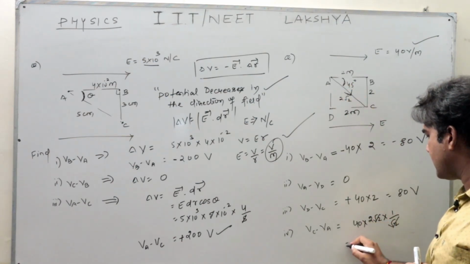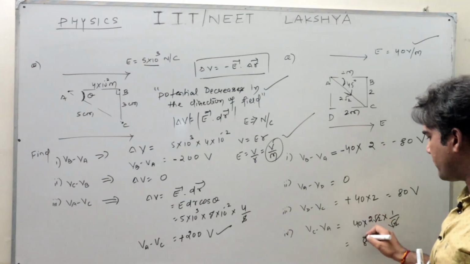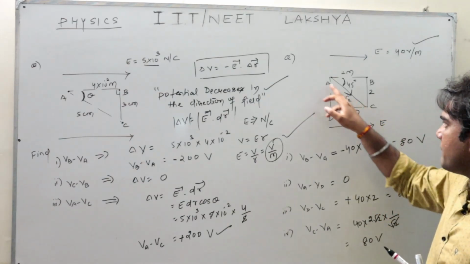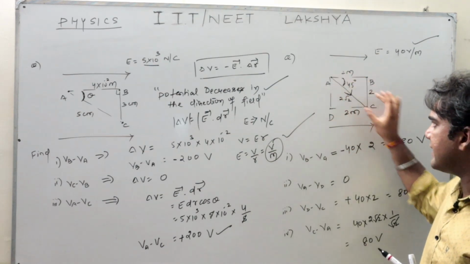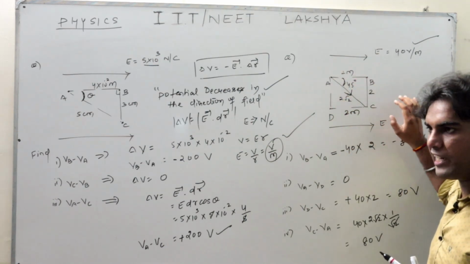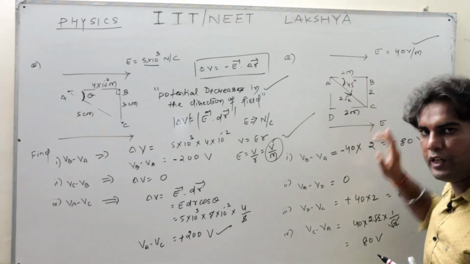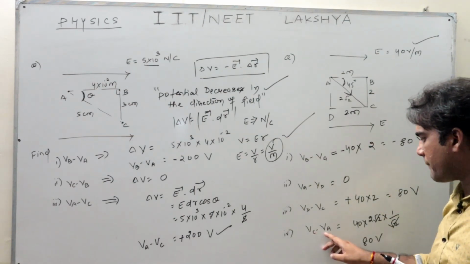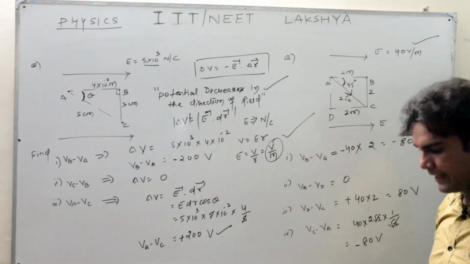Root 2 cancels. Answer is how much? 80 volts. Plus or minus? You are asking VC minus VA. If you are moving in the direction of the electric field, potential decreases. So potential at C will be smaller. So you are asking smaller minus larger. Answer is minus 80 volts.